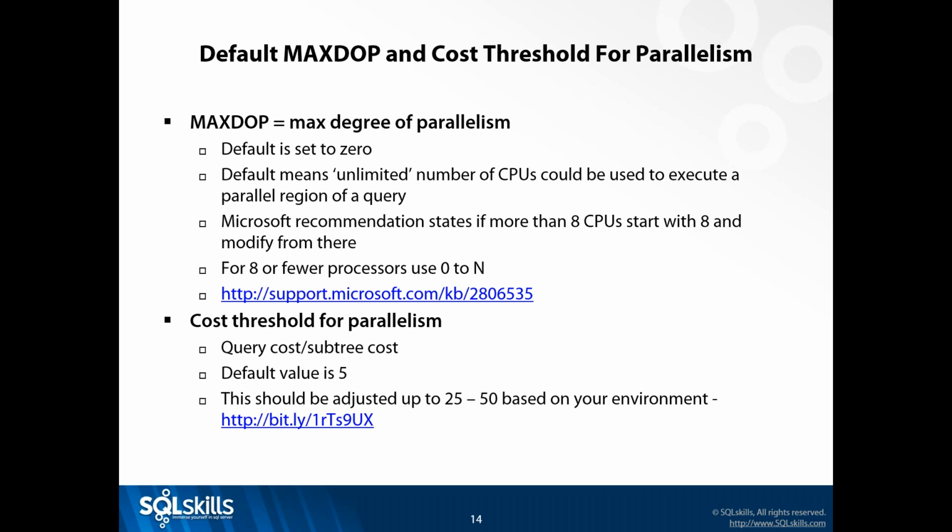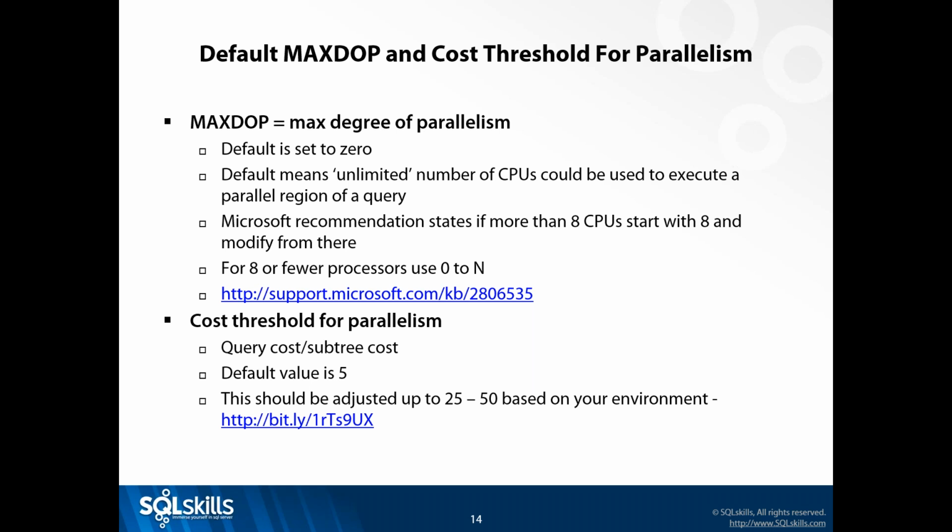Another is your cost threshold for parallelism. To me, this one is quite important, because this is the query subtree cost, the arbitrary value of how expensive that query is. The current default is 5. 5 used to mean 5 seconds back in the SQL Server 7.0 and 2000 days. Now it's just an arbitrary value. It's a unit of measurement, and 5 is way too low.